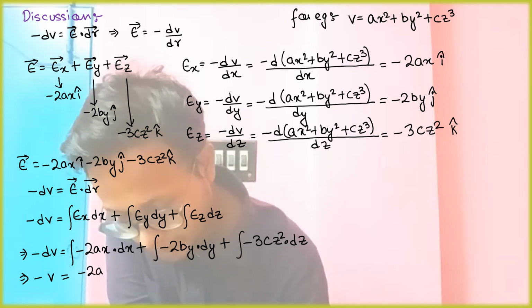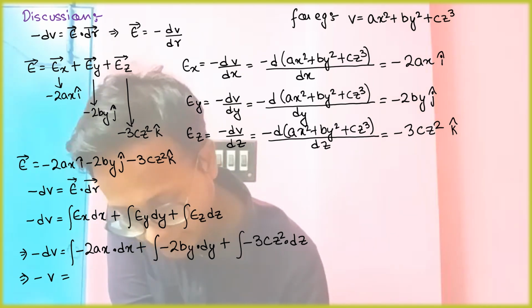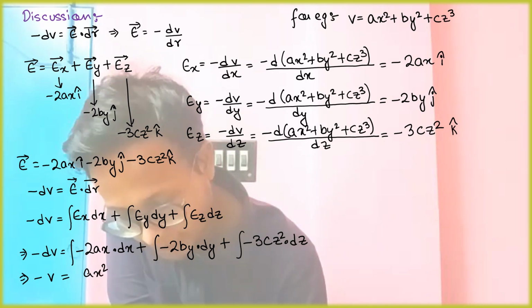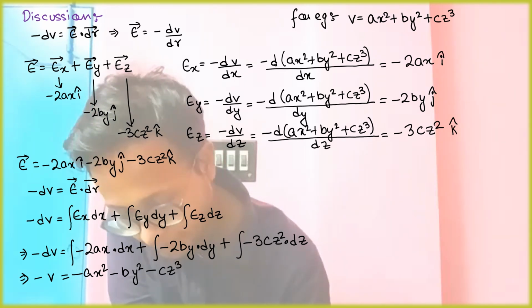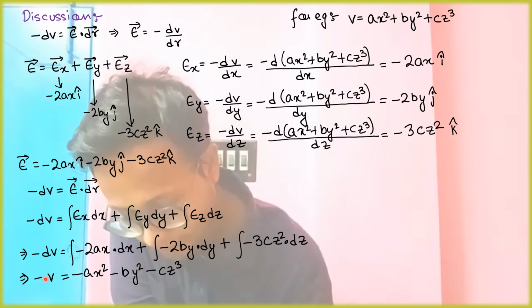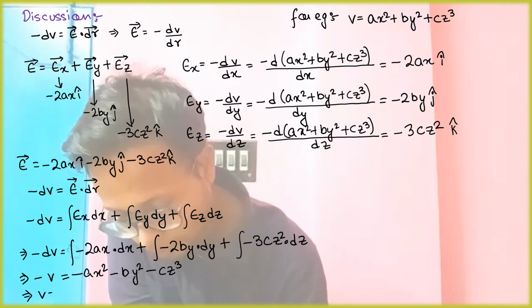Minus V is equal to how much? Minus 2ax square by 2, which is the same as this equation: ax square, minus by square, minus cz cube. If you integrate this, you will get this value. Now if I multiply by minus, V is equal to ax square plus by square plus cz cube.